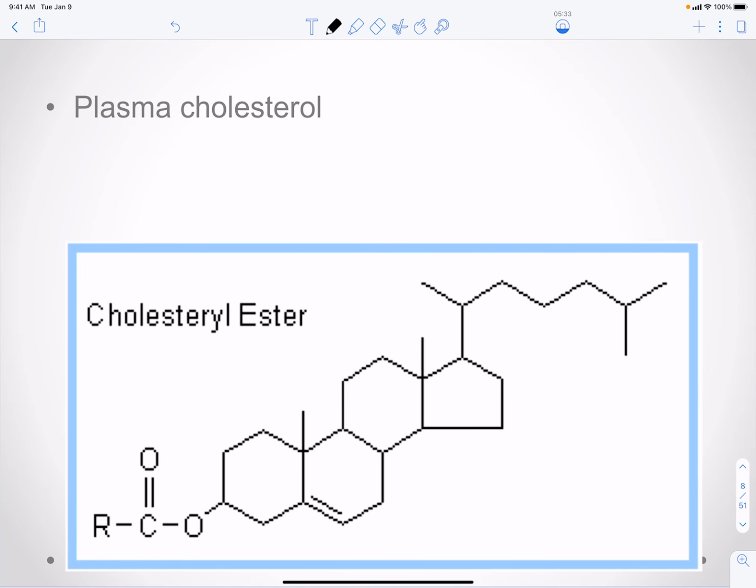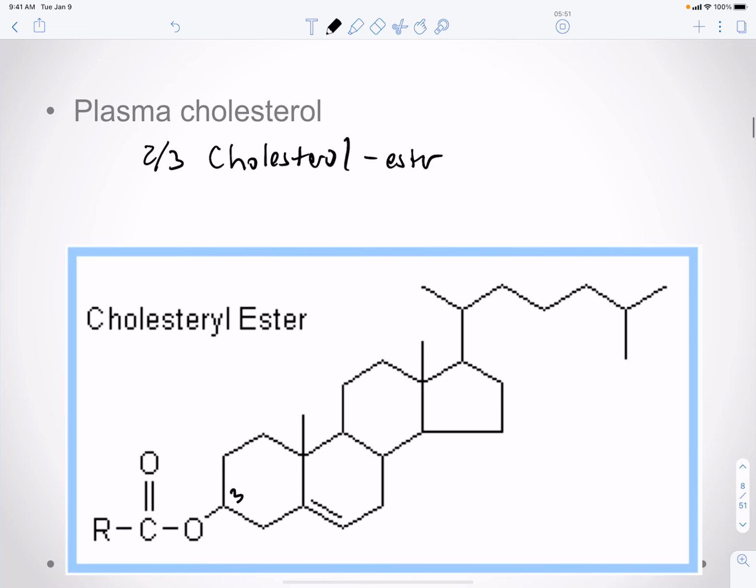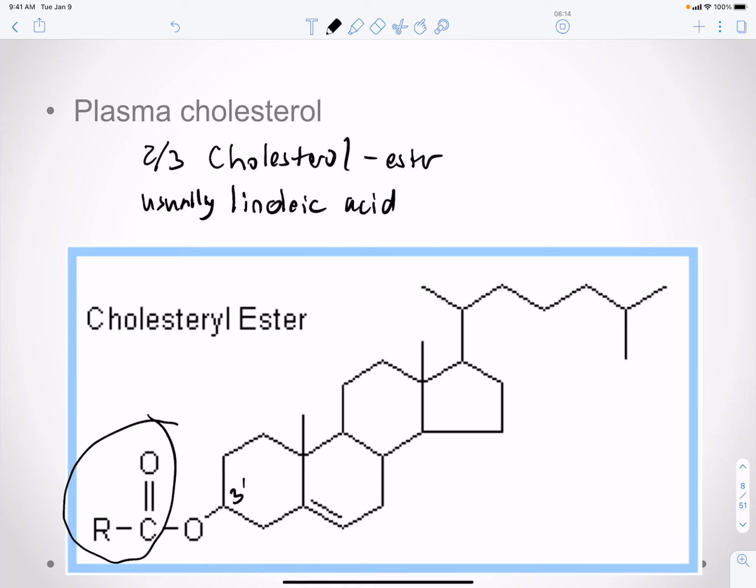Now, cholesterol is going to be found in the plasma, and it's going to be found primarily as what we call a cholesterol ester. So 2/3 are cholesterol esters. Okay, and you can see that the OH group at position 3 was replaced with this ester group. And the R, of course, indicates however many carbons. Now, this ester is usually going to be made up of linoleic acid. Right, so that's this one right here.